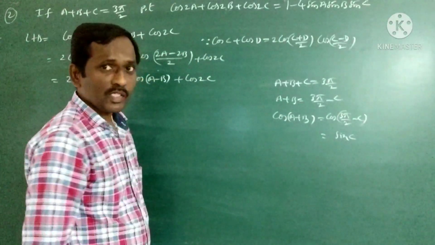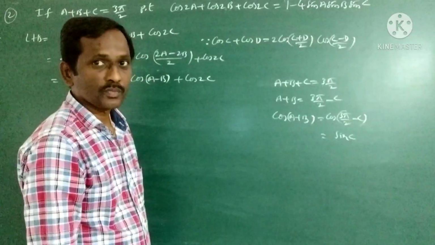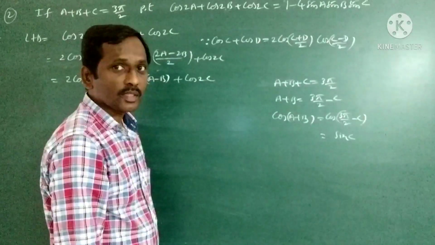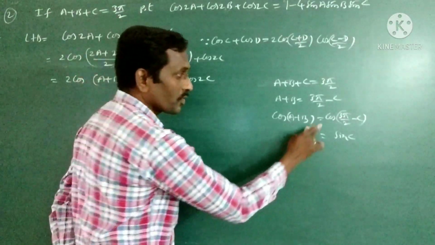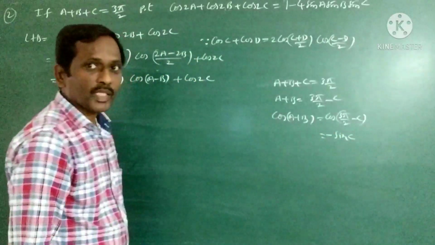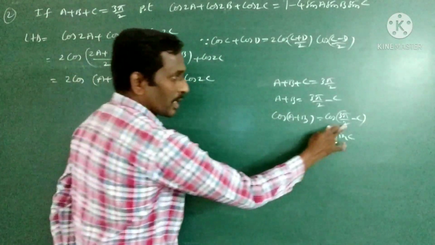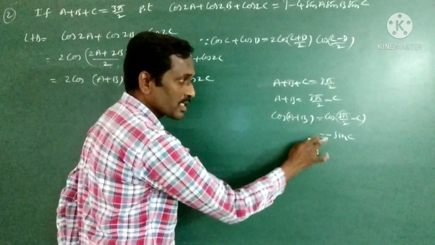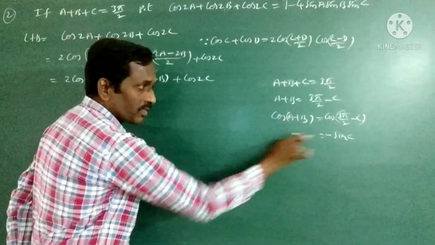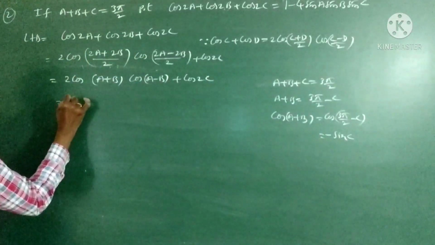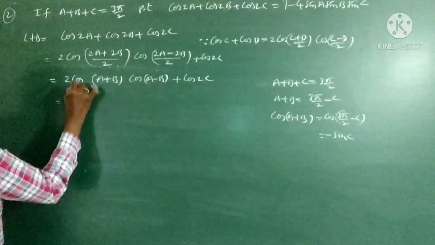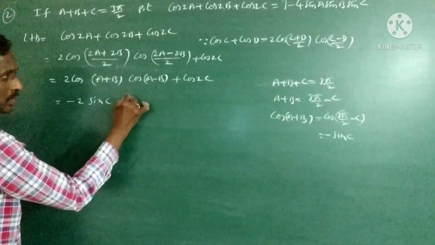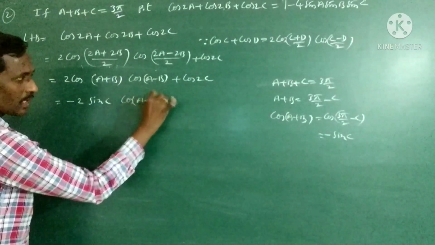Next, in which quadrant will we get the 3 pi by 2? 3 pi by 2 means 270. 270 minus comes under the third quadrant. In the third quadrant, the cos function has a minus sign. So write in place of this value. This equals to, I am going to write the sign first, 2 times the value of this, which is sin c function into cos a minus b as it is.